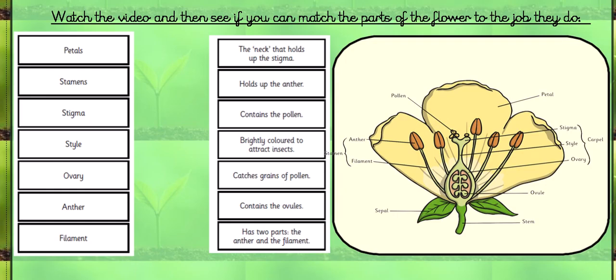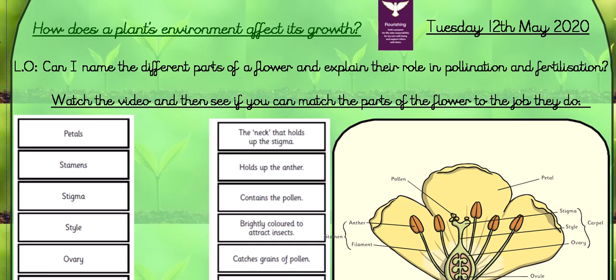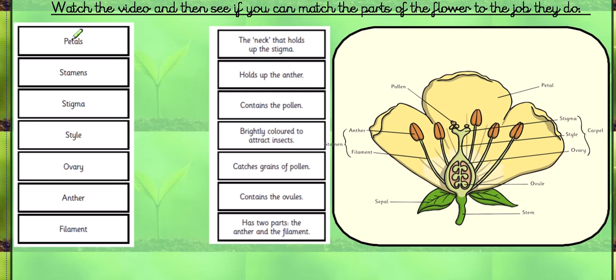Okay, I hope you enjoyed that video and hopefully it's given you a little bit more knowledge to help you with this activity. So you're going to need to match up the parts of the flowers with the jobs they do. Here's the parts of the flowers and here's the jobs they do. So on a piece of paper, you just need a pen or a pencil and a piece of paper. Write today's date at the top so I know when you're doing this work, and then write out the parts of the flower. You can either write these out and then draw lines to match them up, or you can just draw an arrow to the correct job that they do.